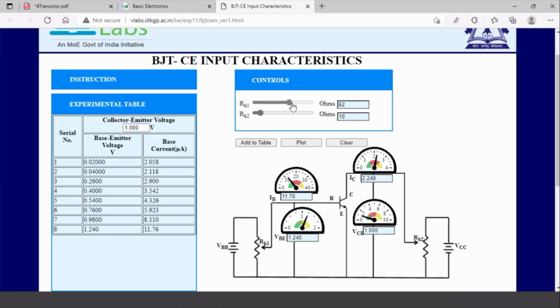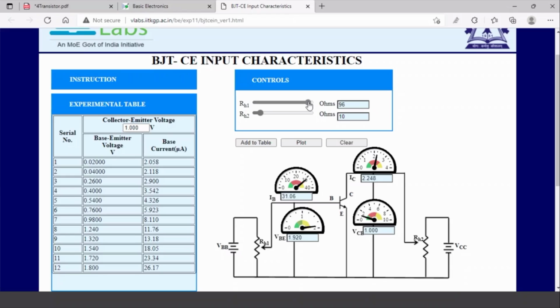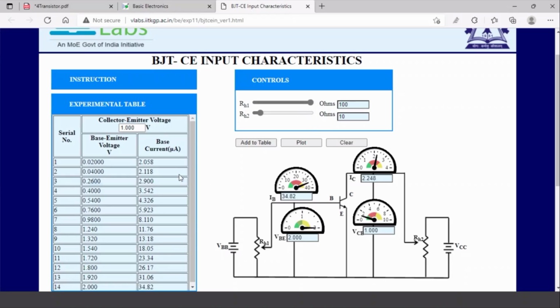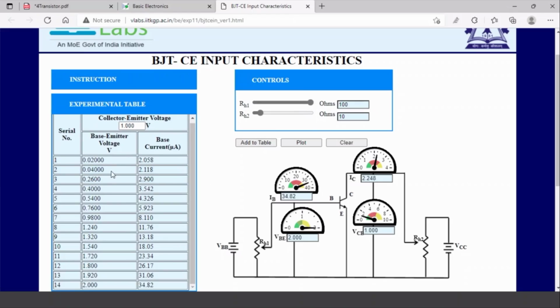The more points you have, the more smooth your graph will be. I'm just taking some limited points. You can take much finer points between them. So many points are there. So more points means a smoother curve you will get. So this is the base emitter voltage. You can see as the voltage of base emitter increased, the current through the base has also increased here.